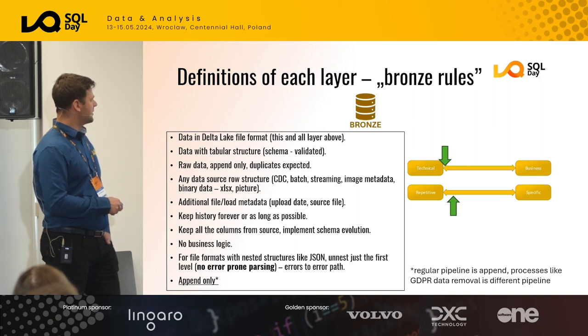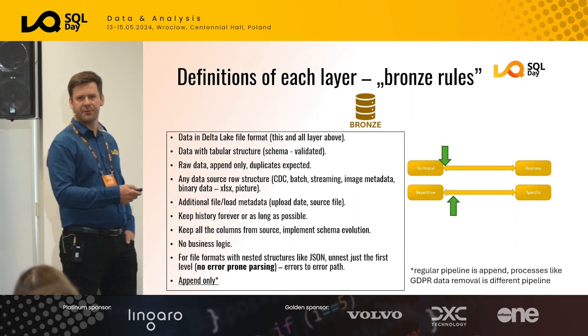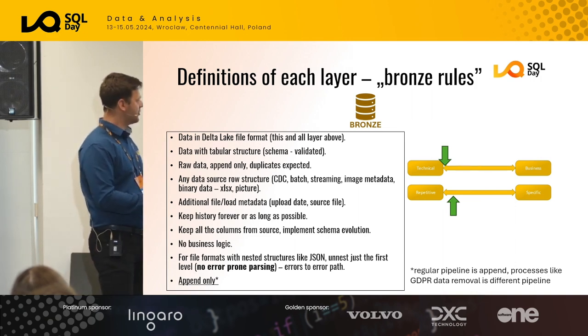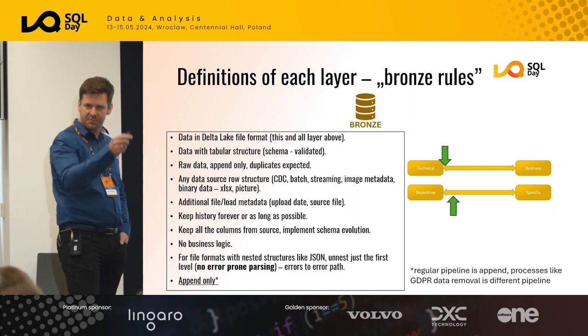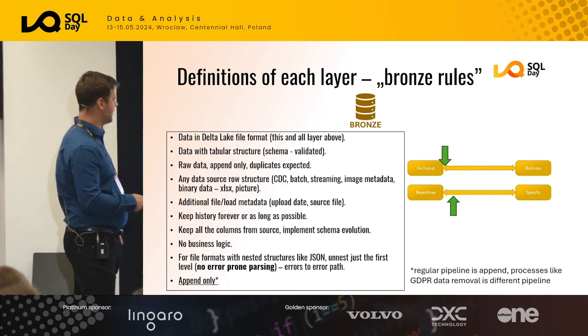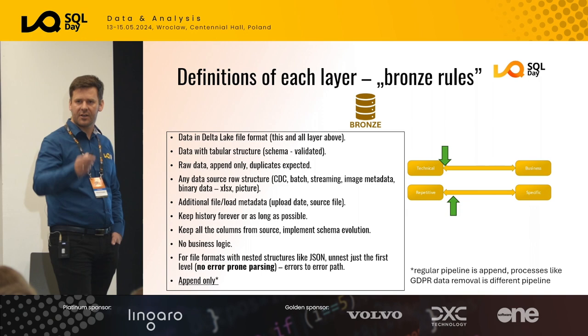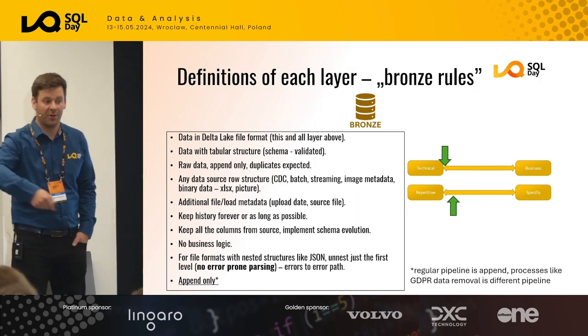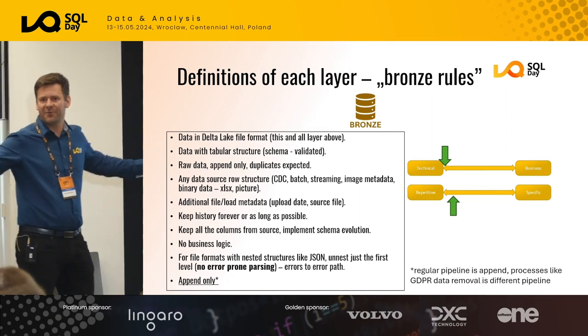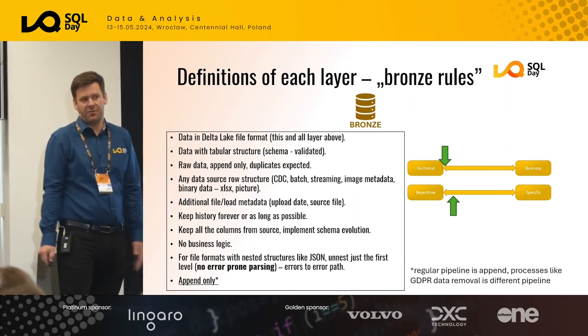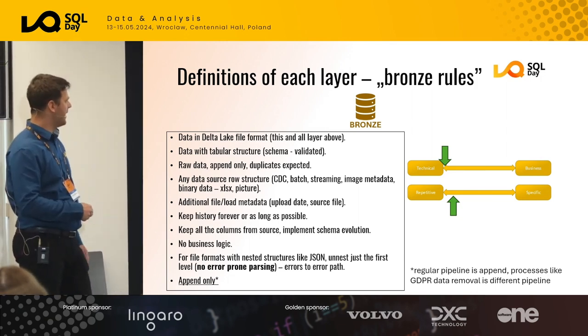So any data source can be there, yeah? Any kind of structured data like CDC, batch, or streaming. There could be image metadata in your bronze pointing you to the storage location of an image. It can be binary data. You can transform XLS to a binary file, load it, and do something with it later. It can be a picture in a binary format. Delta can consume that, so that's okay.